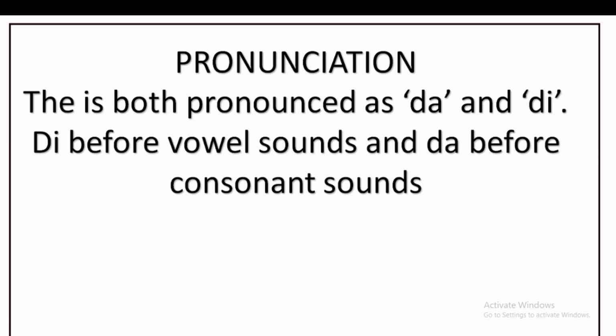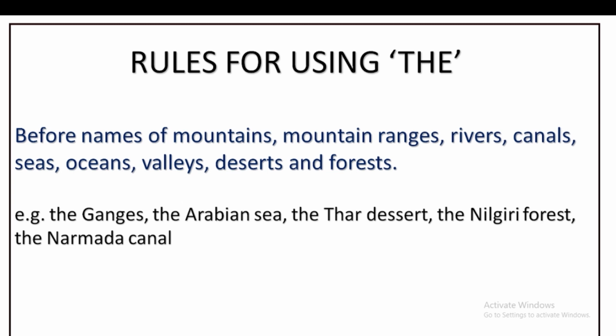The is a definite article which is used before nouns which are specific or definite. The is pronounced both as "thee" and "thuh". It is pronounced "thee" before vowel sounds, for example, the oranges, the umbrella, and it is pronounced "thuh" before consonant sounds, for example, the buses, the cows, the laptop, etc. Today we are going to discuss some rules for where to use the.